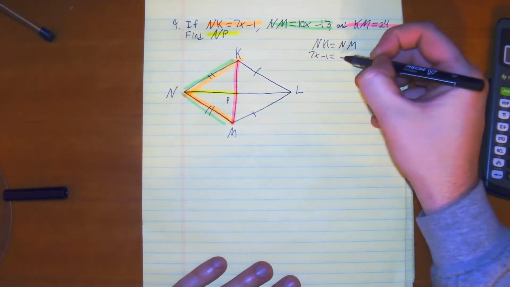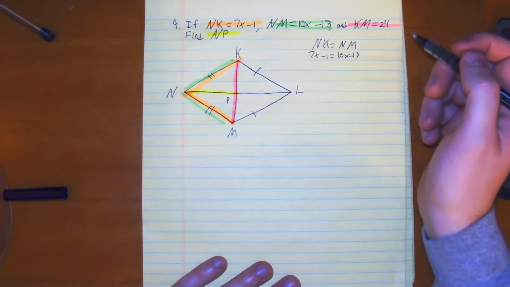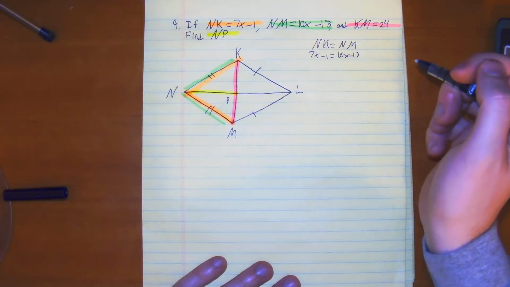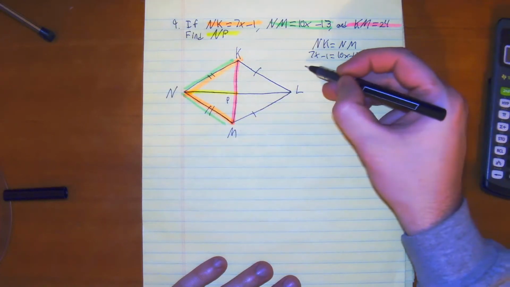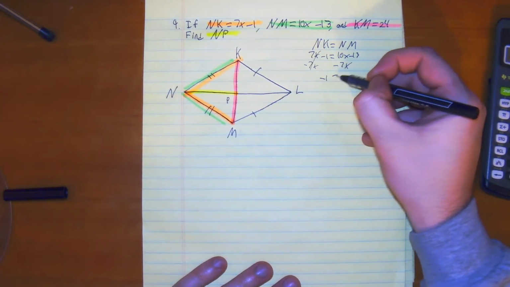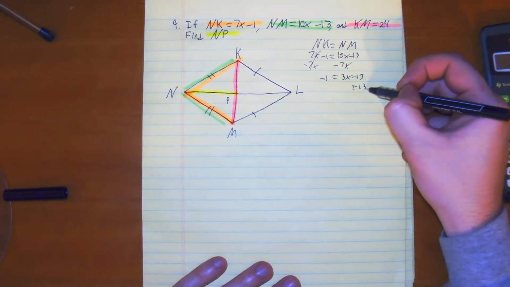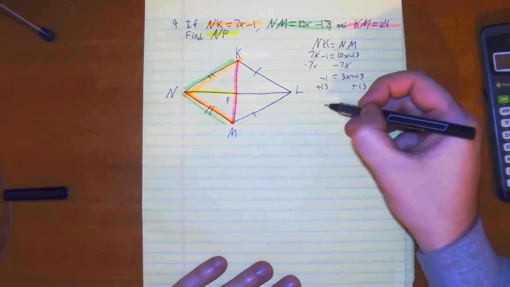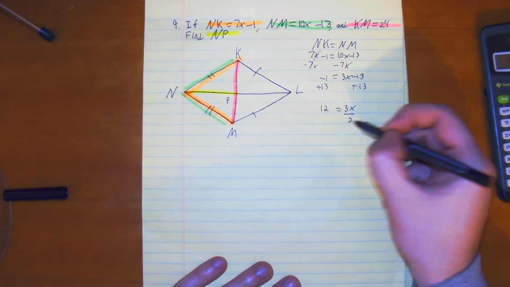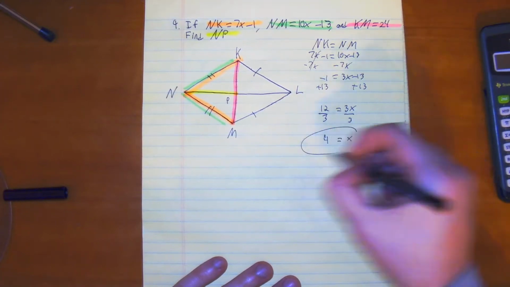7x minus 1 equals 10x minus 13. We have to equal them out because we don't know what the value of x is. We don't know what the value of the length is yet. Subtract 7x, subtract 7x. You get negative 1 equals 3x minus 13. We add 13 to both sides. You get 12 is equal to 3x. You divide by 3. You get x equals 4.